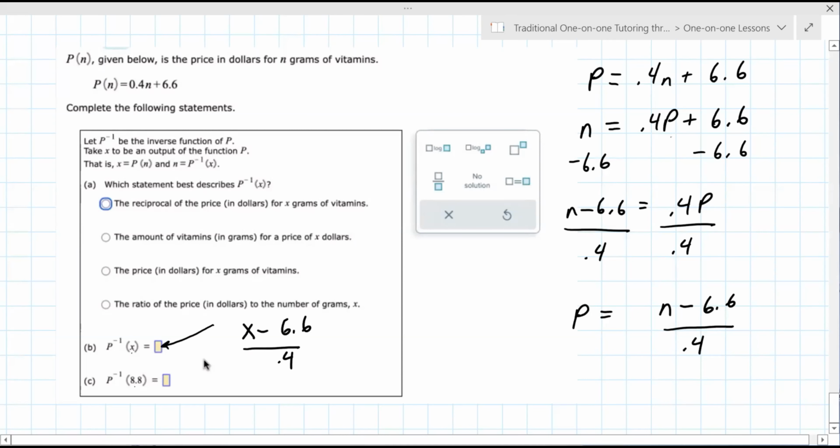All right, now to do part C, we're going to go back to part A. Because you have the inverse, you just substitute 8.8 in for x. 8.8 minus 6.6 over 0.4. Then you reduce as much as you can, which looks like it's 5.5. Please check that. Yeah, I'm noting it right now.